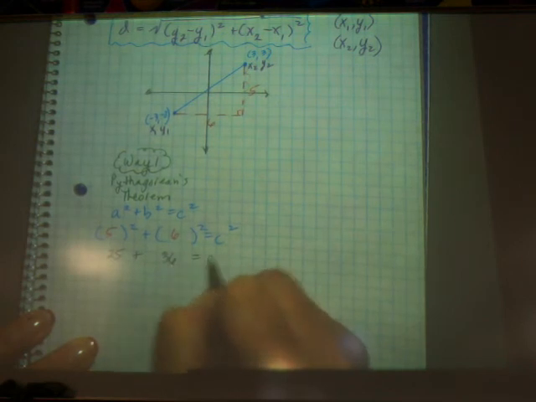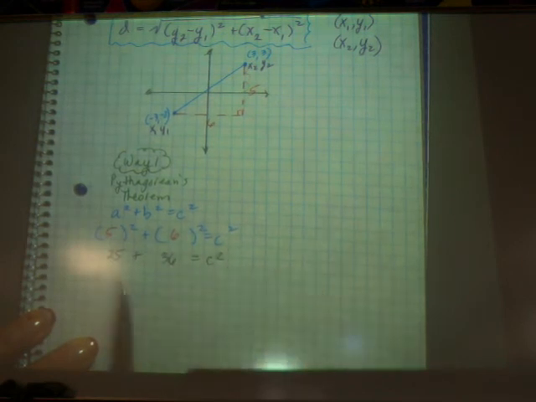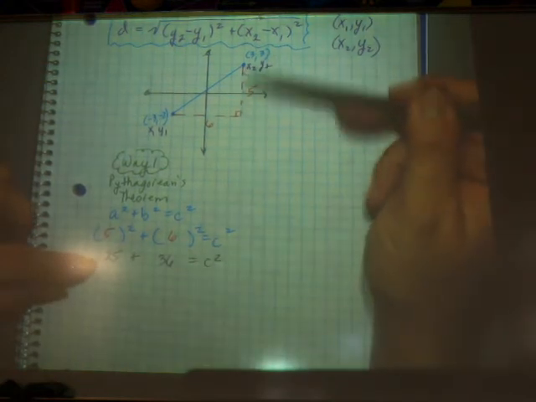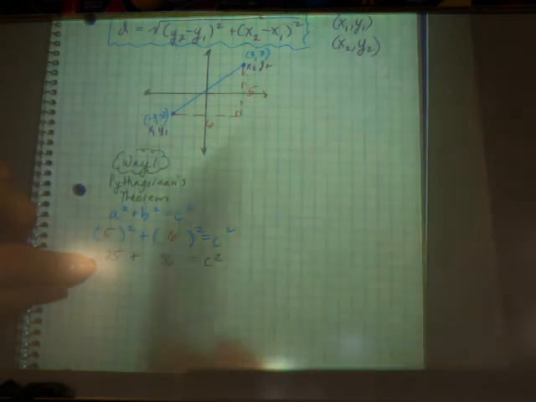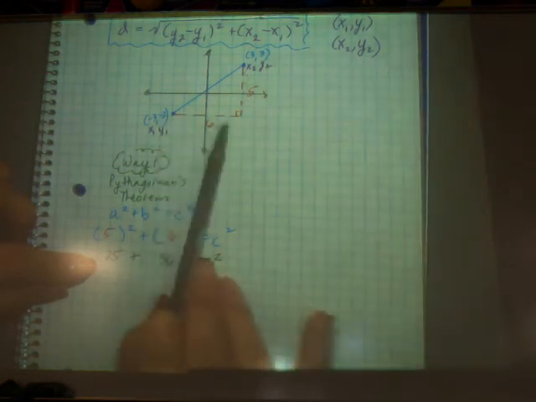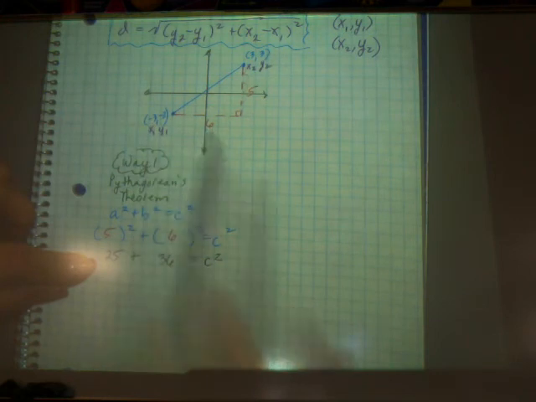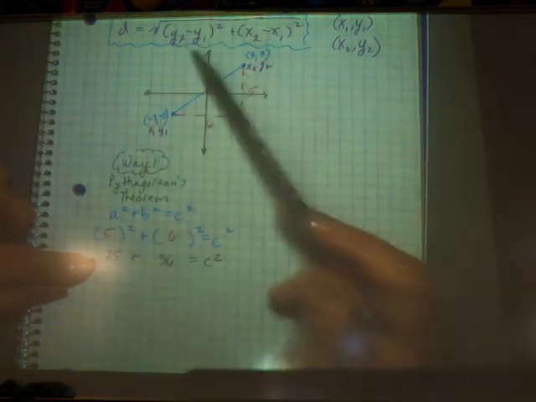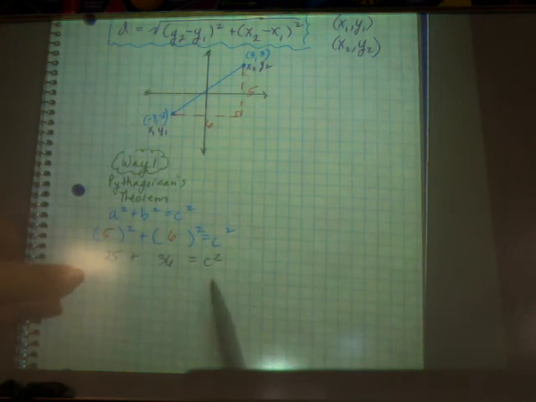What's 5 squared? So we get 25 plus what's 6 squared? 36 equals c squared. And right here, this technically is the difference between your y values, by the way, this vertical distance. And this horizontal distance is technically the difference between your x values. See how they've been squared and added together? What am I going to get ready to do once I add these together?